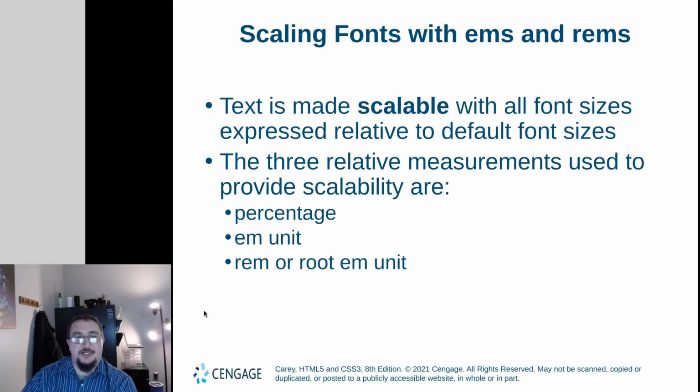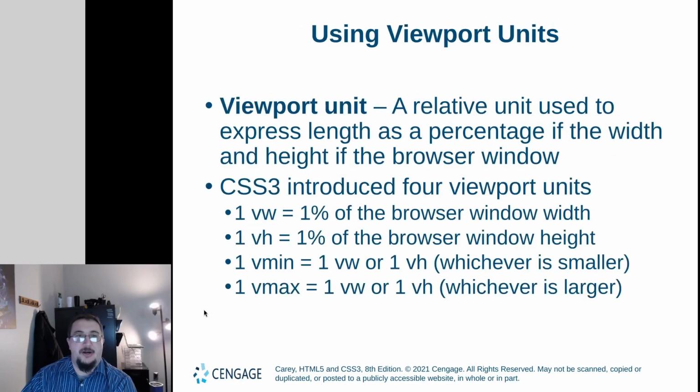You have percentage, EM units, rem or root EM units. You can also use pixels. Viewports. These are a new unit for CSS equal to specific units of either 1% of the browser window width and height, and a vmin is either VW or VH based on whichever is smaller. A vmax is either VW or VH based on whichever one is larger.